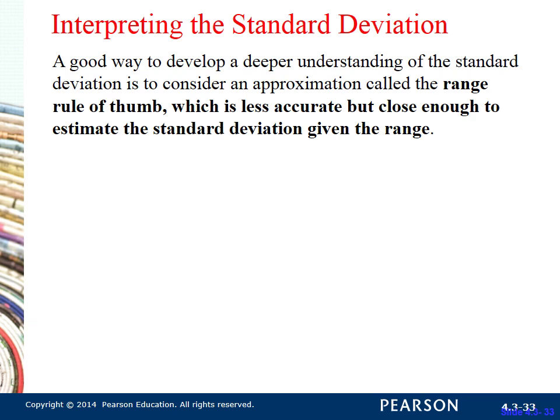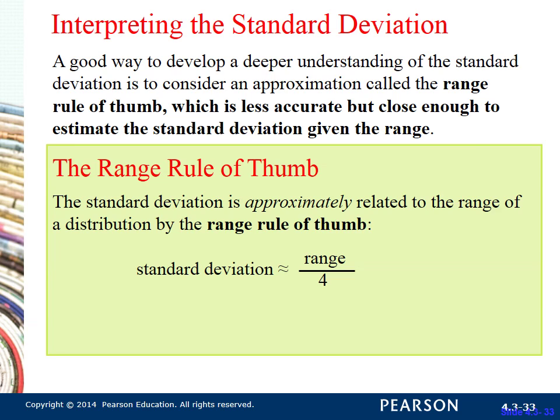Now, how do I interpret it? A good way to develop a deeper understanding here is to use this kind of a down and dirty range rule of thumb. It's less accurate, but it's easier to calculate quickly and gives us an idea of what the standard deviation does for us. This range rule of thumb uses the range, and I cut the range into fourths, 1/4, by dividing it by 4. So notice the little wiggly equals are approximately equal to. So this is just a real down and dirty approximation, and it does have some limitations.